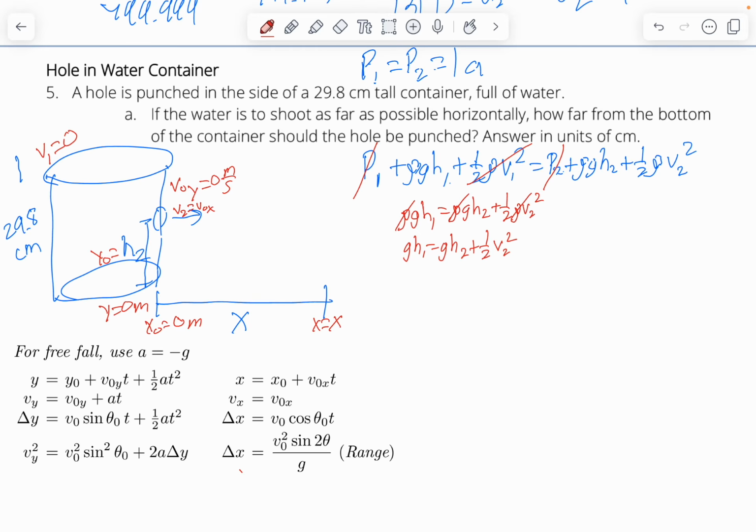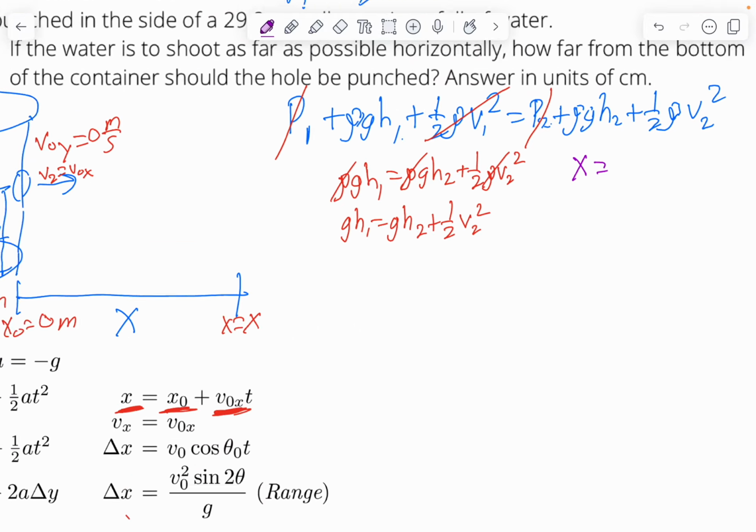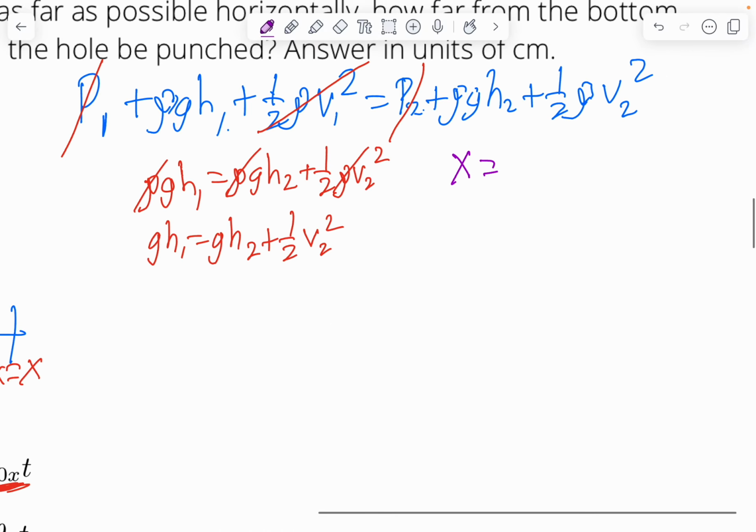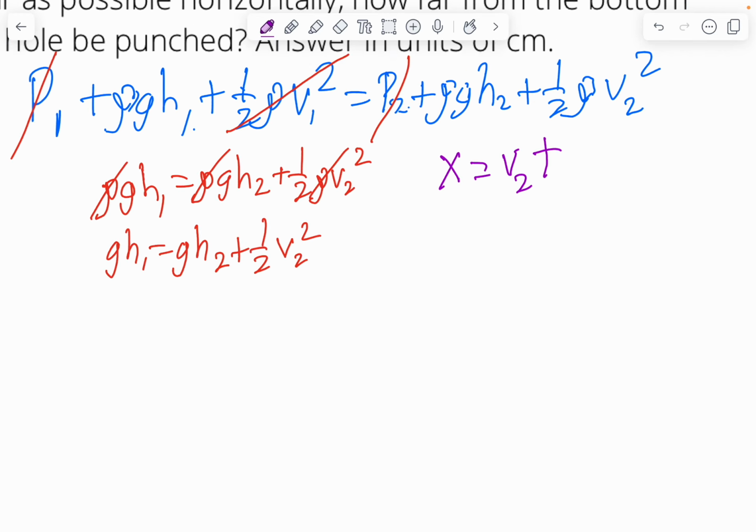So then using what we did in our coordinate system and our equations, I want to use the easiest one possible. You can always try to start with the easiest one. If we want to maximize this distance x, we have an equation for x, and we know our initial position is 0, and our initial x velocity is v2. So I'll just write that equation. So then we got x is equal to our initial x position, which was 0, plus our initial x velocity v2 times time.